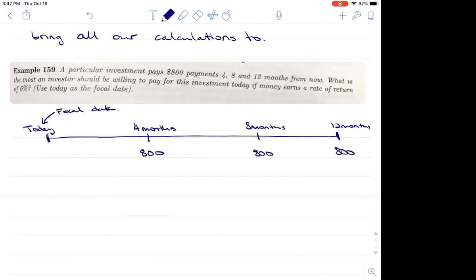And this is what I mean when I tell you the focal date. I'm trying to help you out by saying that all of these payments are going to get brought back to the focal date. So the focal date is where we're going to draw all our payments to. In this case, backwards to the principal amount. So any backwards arrow is going to be calculating a principal value. Any forwards arrow is calculating a future value.